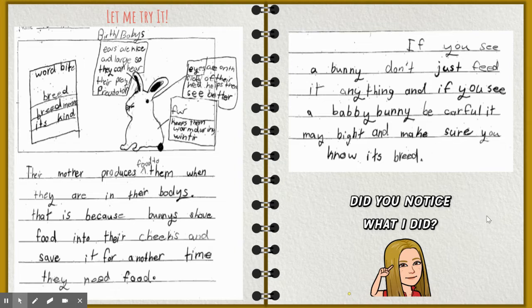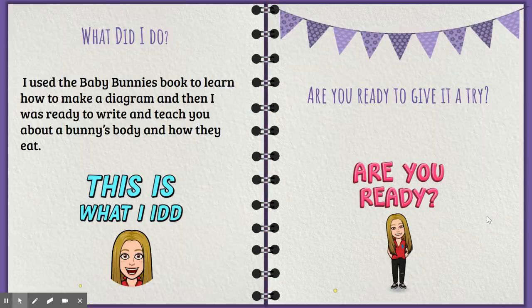Did you notice what I did? So, what did I do? I used the baby bunny's book to learn how to make a diagram, and then I was ready to write and teach you about a bunny's body and how they eat. Are you ready to give it a try, writers?